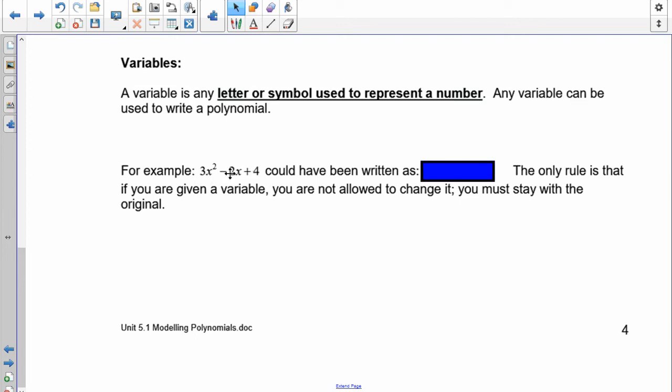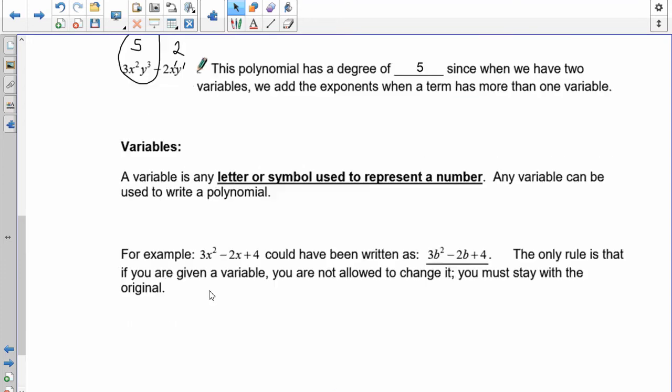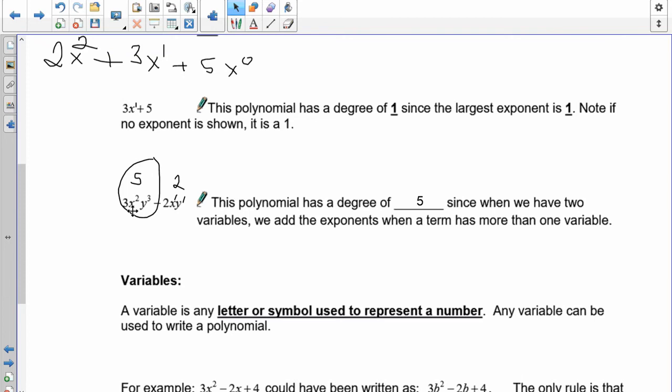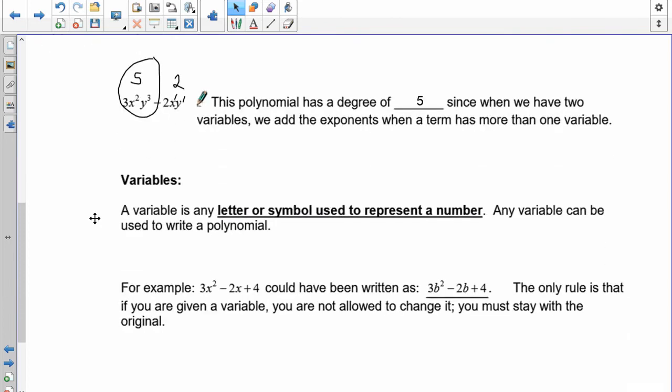You can write this or rewrite it with any variable you want. This is the equivalent polynomial, 3b squared minus 2b plus 4. So when you're creating them, you could use any variable you wish. The only rule is that when you're given a variable, you are not allowed to change it. So for example, in the question up here, if it said what degree is this, you have to stick with x's and y's because that's what you were given.